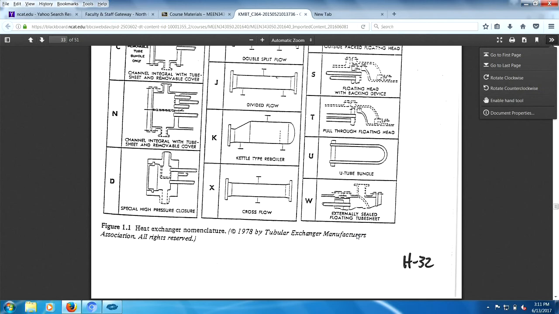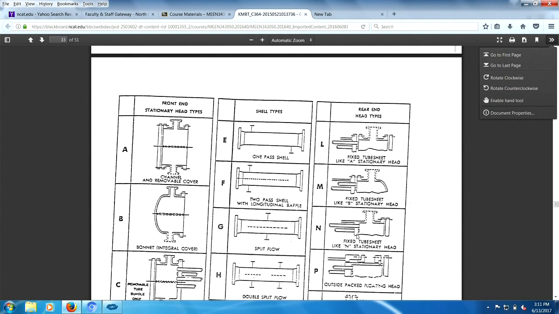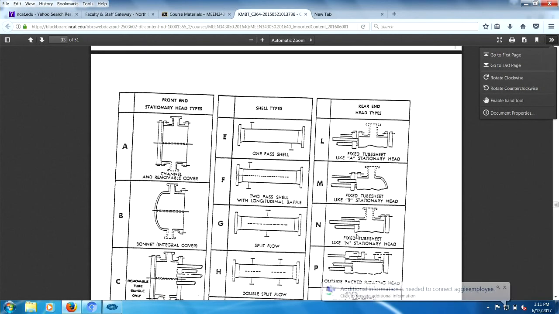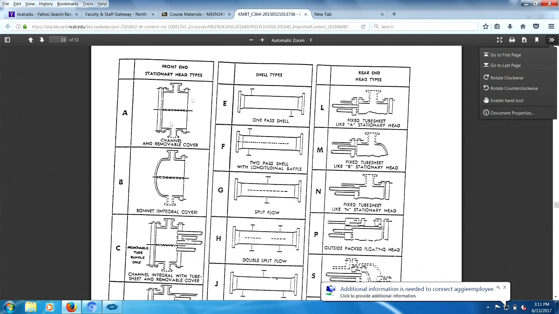We have FEMA. So FEMA is Tubular Exchanger Manufacturer Association. They're the group of people that make heat exchangers. And so what you can have is you can have a front end, you can have different shell types, and you can have a back end. Okay? Isn't that fantastic?